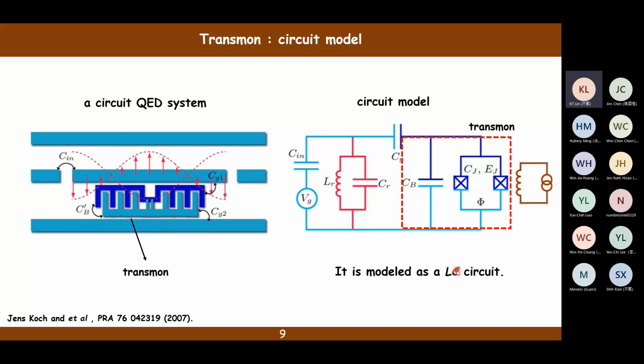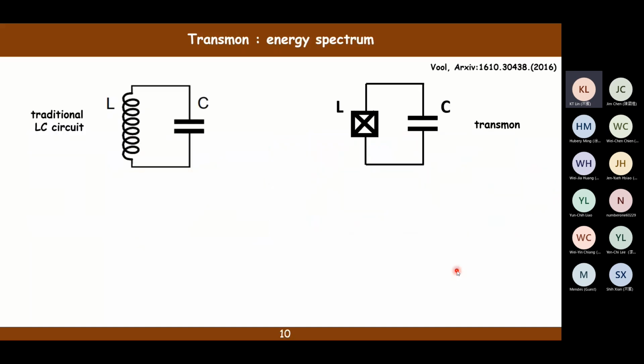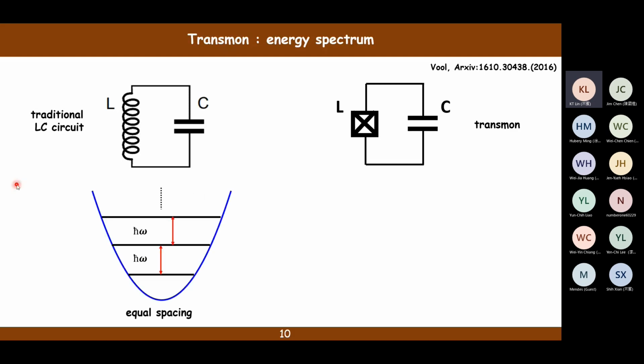To see how this nonlinear inductor affects the transmon, the best way is to use the energy spectrum. As a comparison, the left one is the traditional LC circuit, meaning that the inductor is linear and the capacitor is linear. If you go through the quantization process, you get quantum harmonic oscillator-like energy levels.